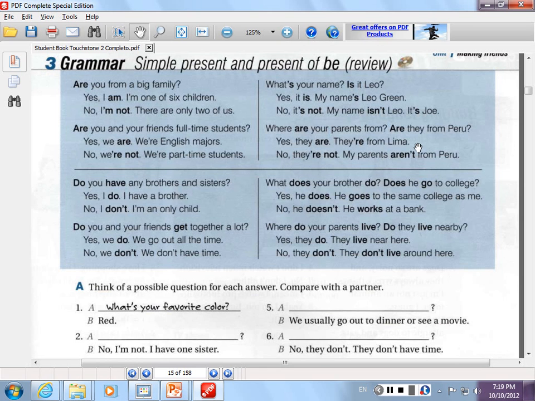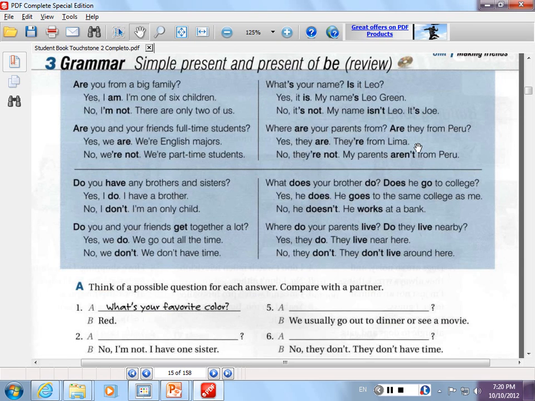If yes, yes he does. He goes to the same college as me. هو يدرس في الجامعة ذاتها التي أدرس بها. No, he doesn't. He works at a bank. يعمل في بنك. هو يعمل في بنك.